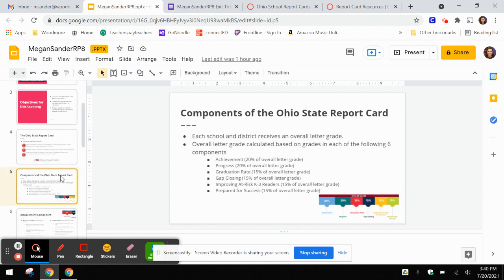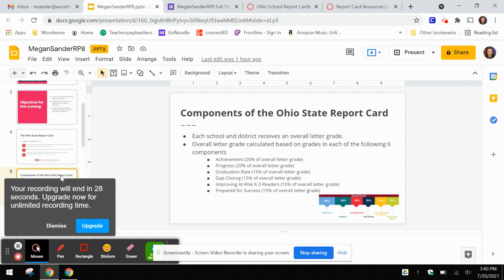So I mentioned earlier the measures that the state uses to judge us or to evaluate us, and that's how we come up with this overall letter grade. So each school and district receives an overall letter grade. So there might be different buildings in your district. Your district is going to get an overall letter grade, but your school building is also going to receive a letter grade. So how do we calculate that letter grade? How does the state calculate that letter grade?